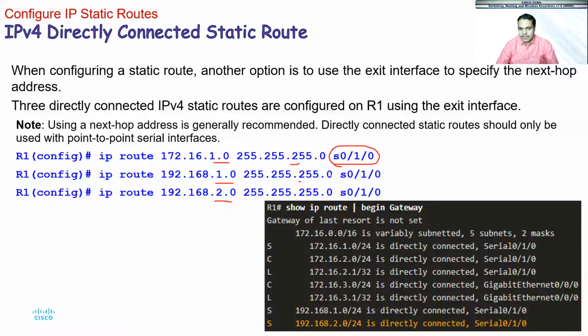Now, once again, this also creates those 3 static route entries in my routing table. Earlier, I showed you that this entry reflected the IP address of the next hop, but now it is showing only the exit interface, serial S0/1/0.